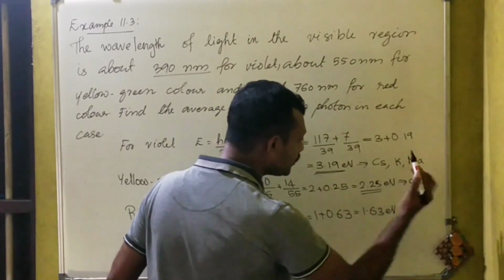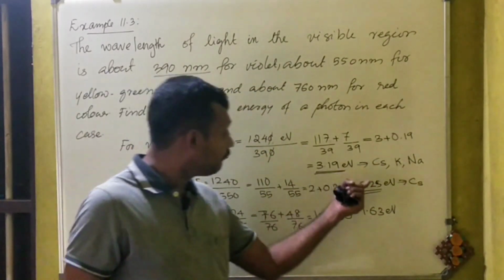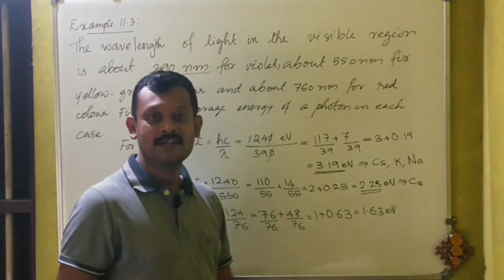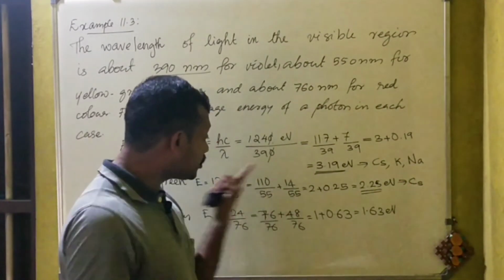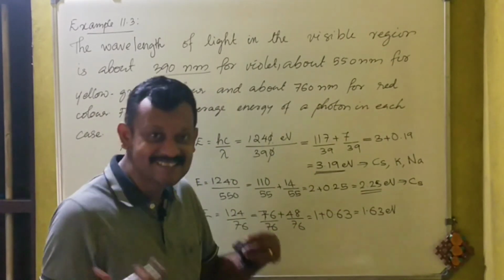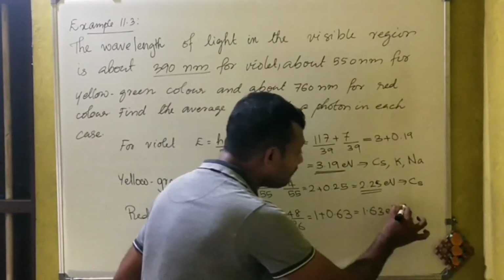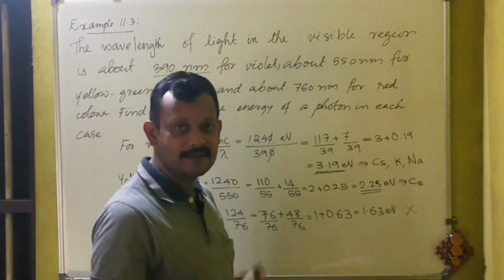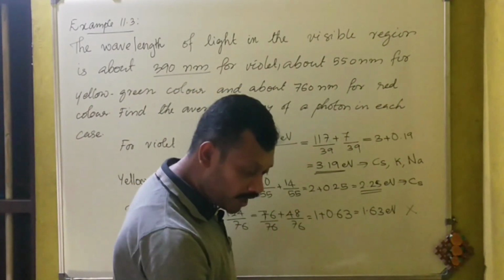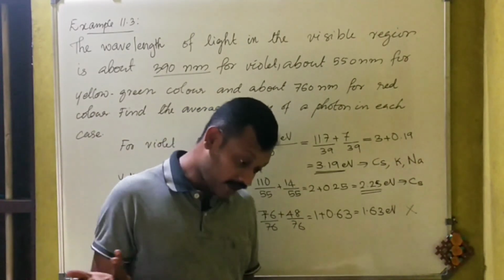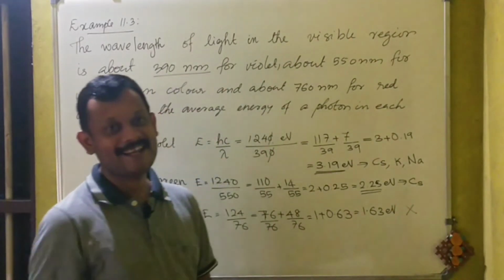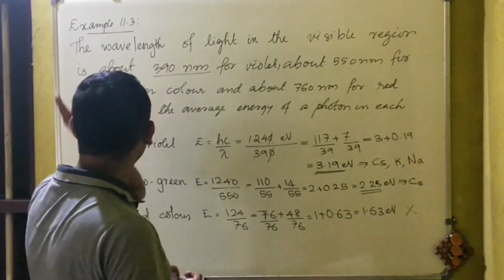Correspondingly, for yellow-green what is possible here is only cesium. Why? Because the work function of potassium is 2.30, which is greater than this incident energy. So what is possible is only cesium. What about red color? Its energy is 1.63, which is less than that of cesium. So no photoelectric device can be operated with this energy. So we cannot use red for this one. With red color nothing is possible. I hope this is the idea regarding example 11.3.